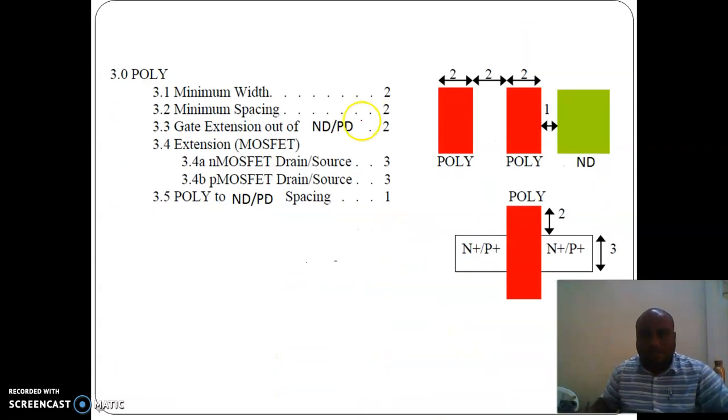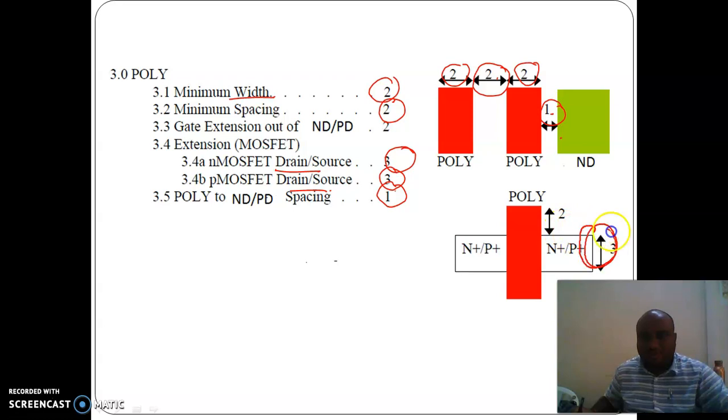And whereas polysilicon, when you are considering minimum width, we have discussed already, that is 2 lambda, and minimum spacing is 2 lambda, and spacing between diffusion and polysilicon is 1 lambda. And see, NMOS drain or source extension is 3 and 3. So extension here is 3 lambda.